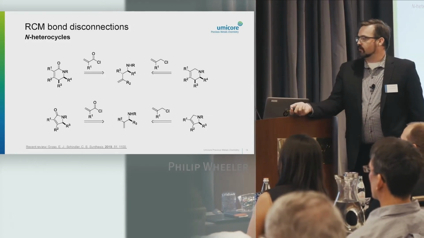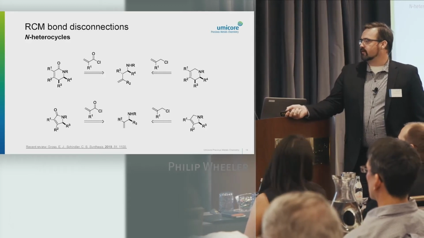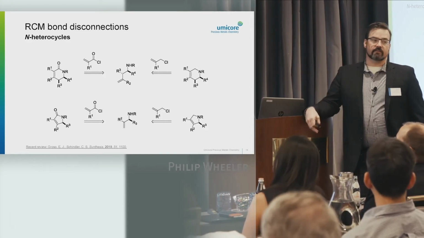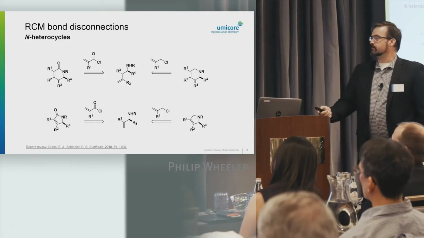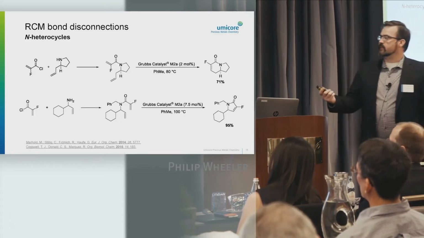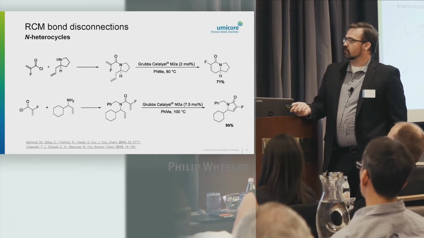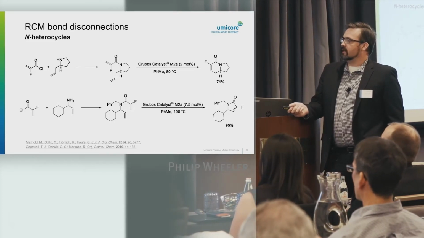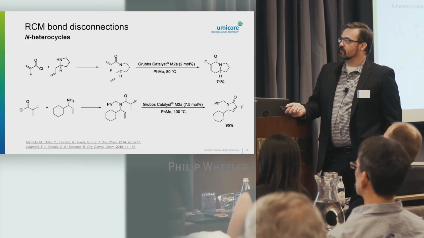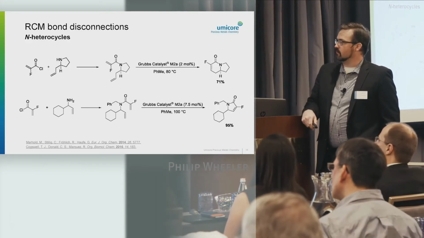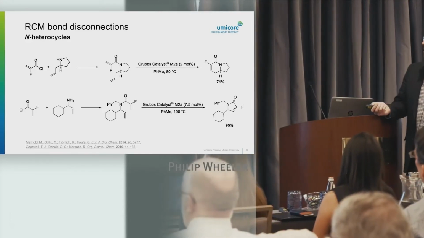I also should note there's a really nice review from Karina Schindler earlier this year in Synthesis that's all about making nitrogen heterocycles by metathesis reactions. And a couple of examples of these in the forward sense. We've got, in this case, again, a homoallylic amine and acid chloride. In this case, there is an alpha fluorine substituent here, which is compatible with the catalyst. And this is carried out.